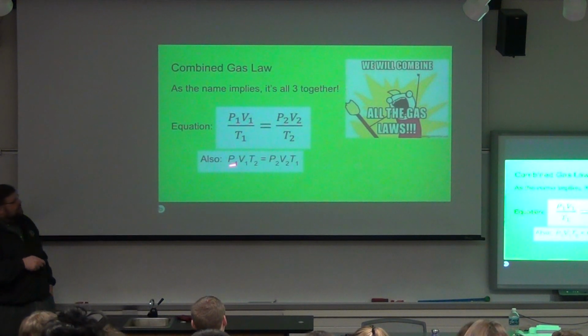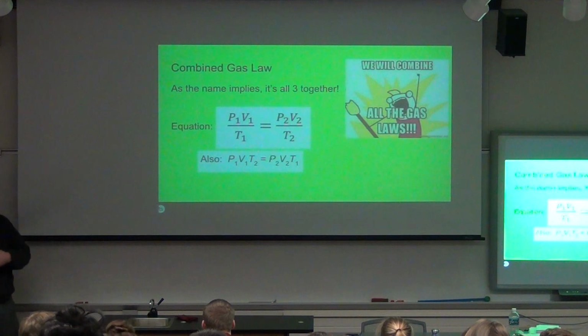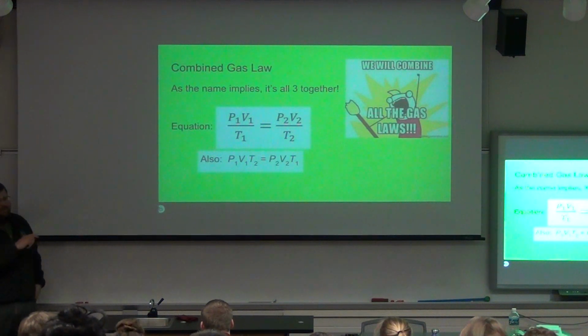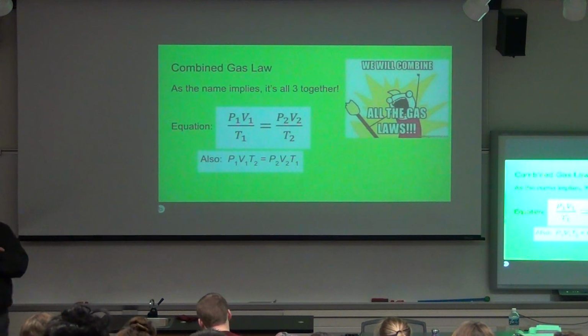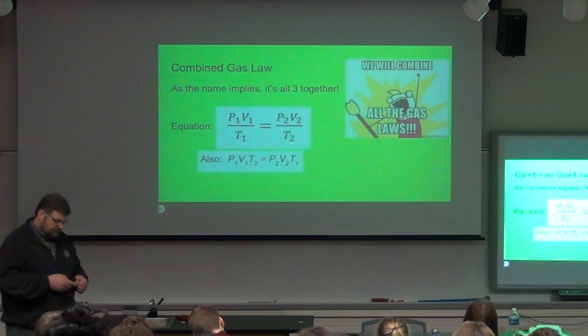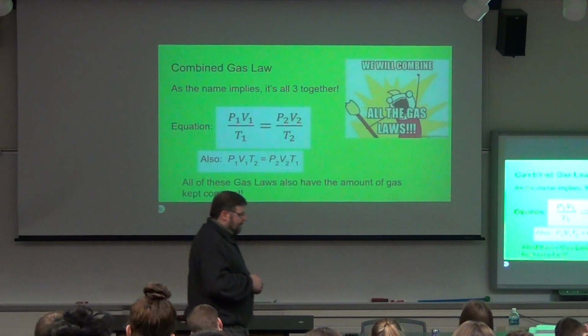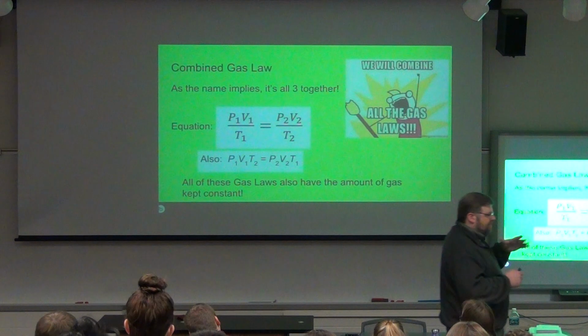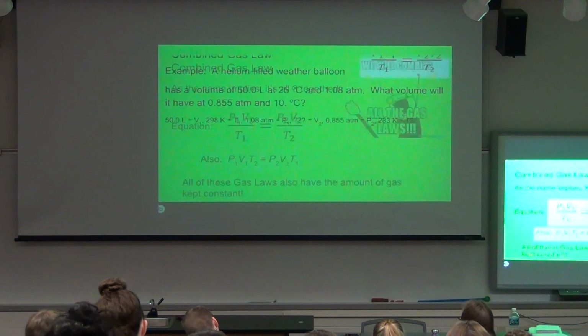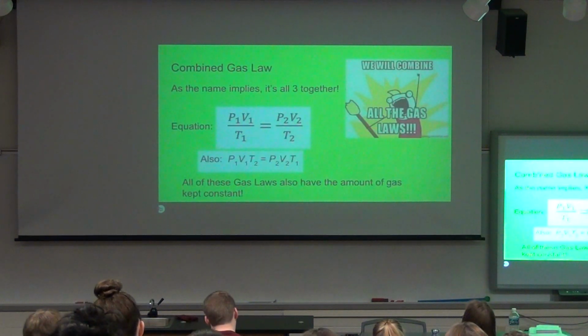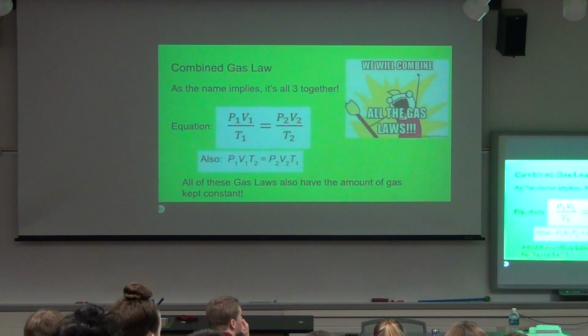We can write it out another way too. If you don't like fractions, you can multiply everything by temperature. Both sides do the cross multiply thing. Still, we don't have the amount of gas, so we don't have to worry about the amount of gas. P1 V1 over T1 equals P2 V2 over T2.